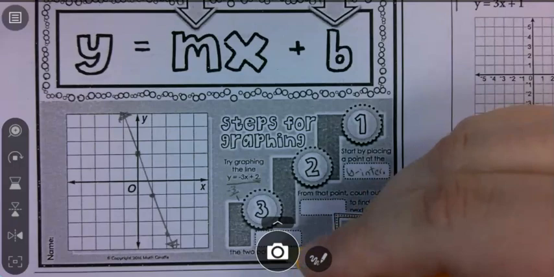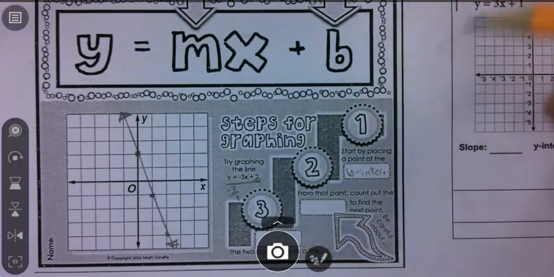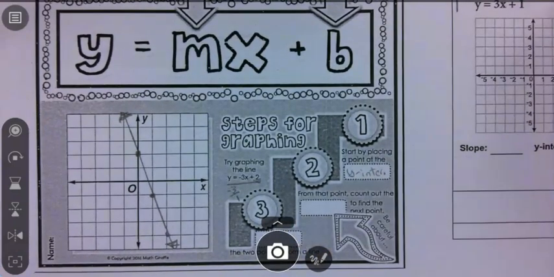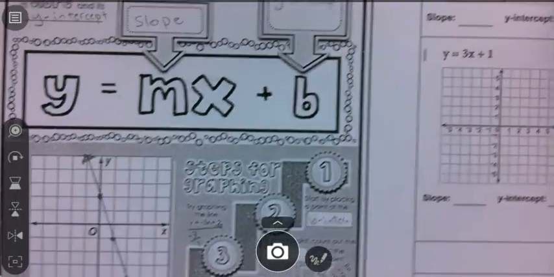We need at least 2 points to form a line. I like to use 3 just because it makes it for sure about where your line is heading. Okay? Let's do 2 more examples with you.